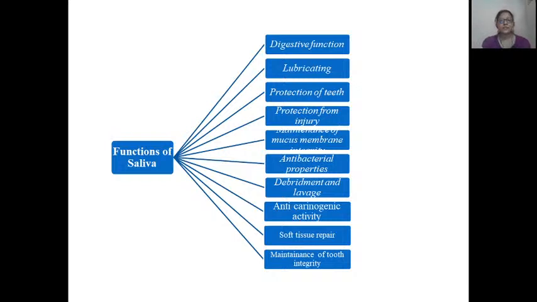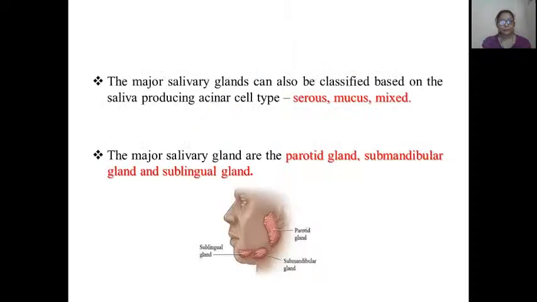lavage. It has anti-carcinogenic activities because of the presence of various immunoglobulins. It helps to repair the soft tissue and it maintains the tooth integrity. So, these were all the functions of the saliva. Now, the major salivary glands can be classified into various forms. The secretions can be classified into serous, mucous and mixed.